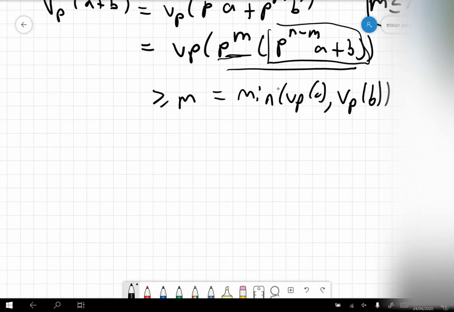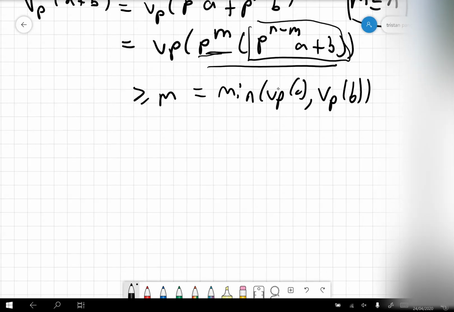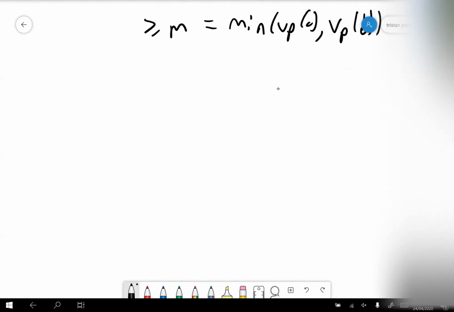So that's just a property of the valuation, and there's actually a formal definition of what a valuation is, and one of the requirements is this property. That just shows the p-adic valuation is indeed a valuation, but we won't go into that since it's not really a talk about valuations. So the next thing I want to define is the p-adic norm.